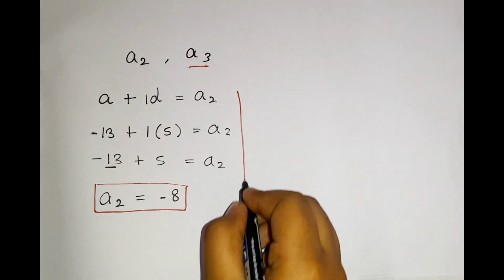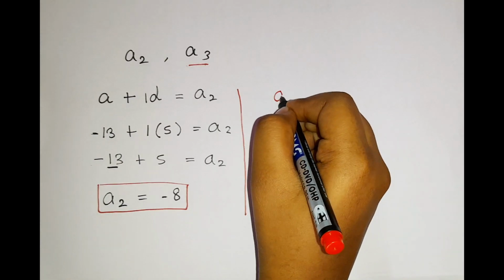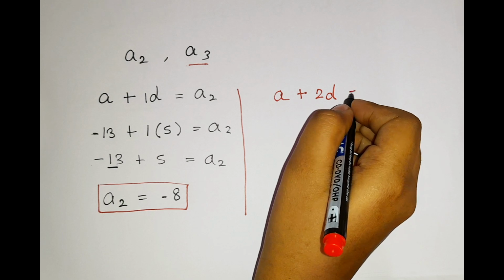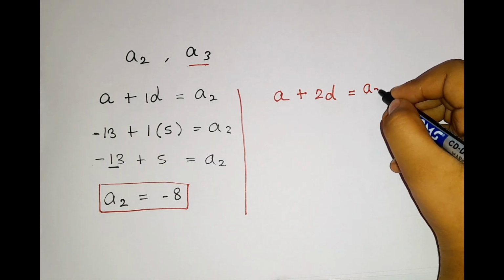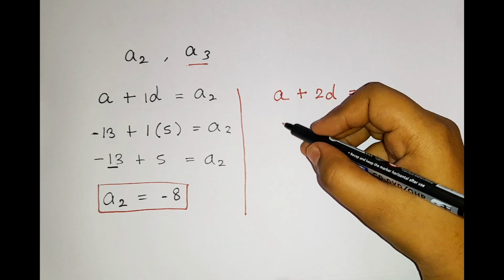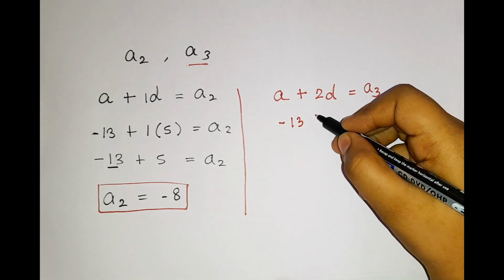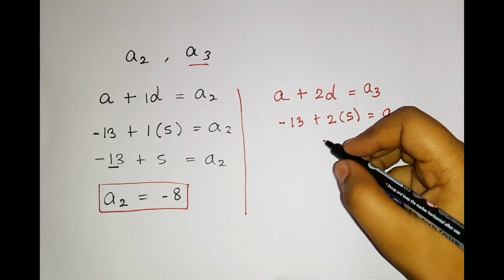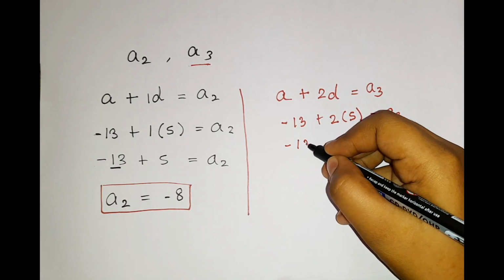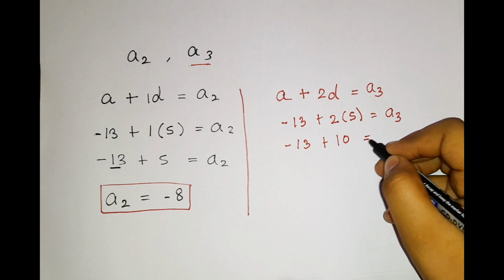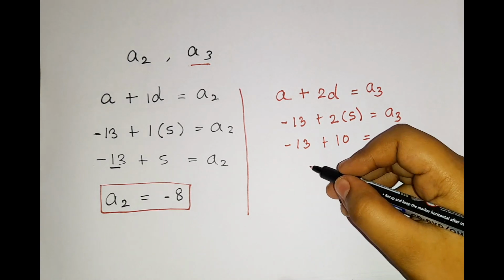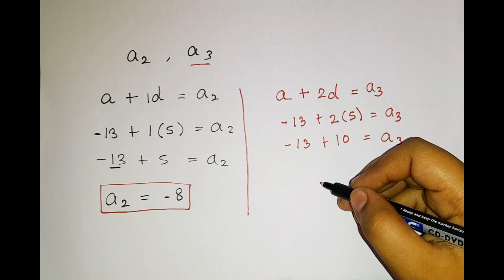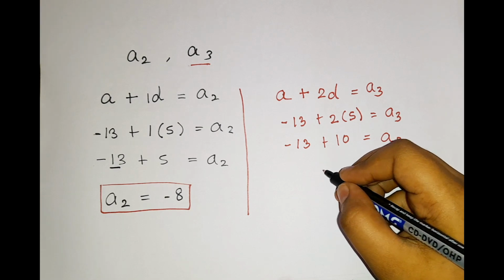So A3, how can we write? I can write it as A plus, the previous number of 3 is 2, so 2D is equal to A3. Now let us substitute the values. A is minus 13 plus 2, D is 5, is equal to A3, and then minus 13 as it is. So 5 twos are 10, is equal to A3. Plus and minus is minus. So 13 minus 10, we are supposed to subtract them, and we get 3.